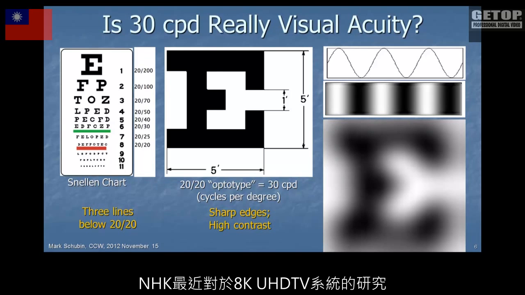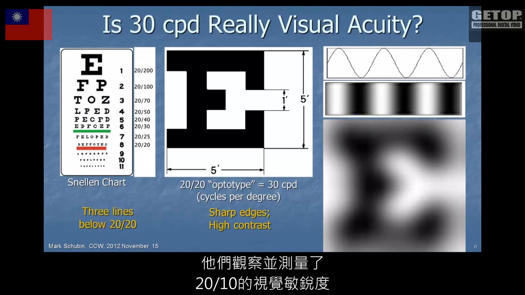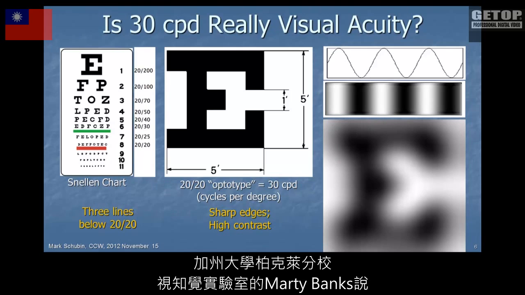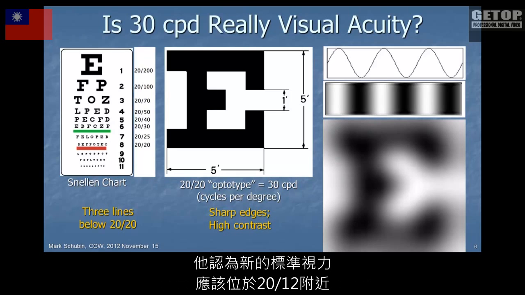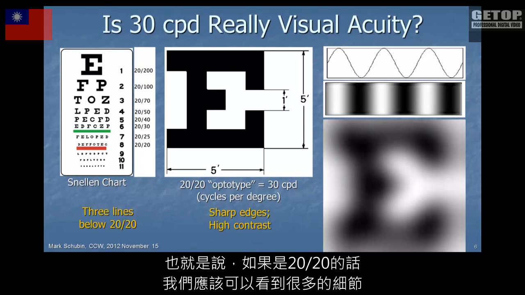In NHK's latest research, which they did for their 8K UHD TV system, they had observers who had a measured visual acuity of 20/10. Marty Banks from the Visual Perception Laboratory at University of California, Berkeley, says that he thinks that the new normal is someplace in the vicinity of maybe 20/12. That means we can see an awful lot more detail than 20/20 would suggest.